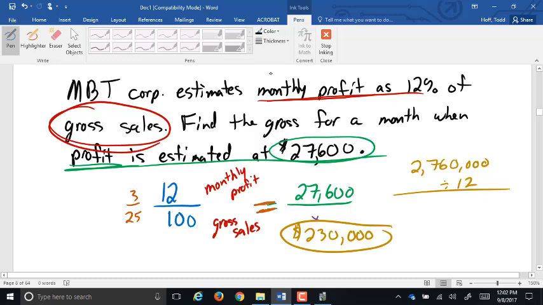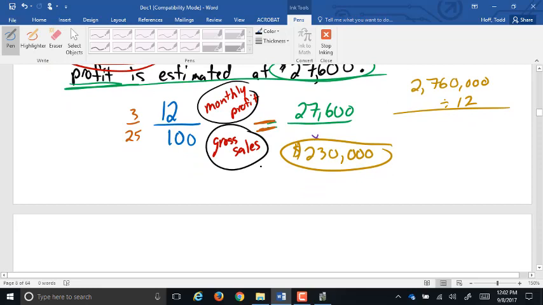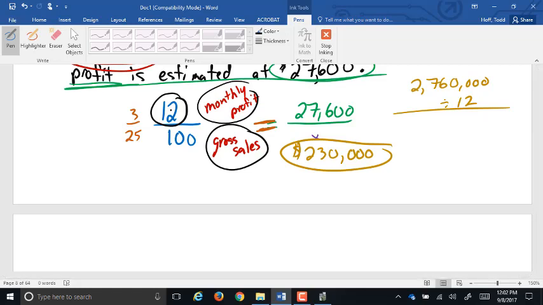Now I realize it's a little bit tedious to do this here where you map it out and write that out, but there are going to be problems where that saves us from making some serious mistakes. When we have these percent problems, there are usually a couple of pieces involved. Like here, 12% is monthly profit. There's another piece involved to it. There's the rest of it, the 88%, which goes to cover expenses or whatever.